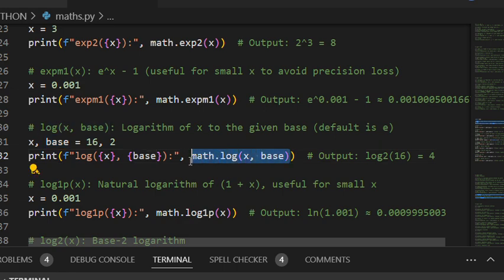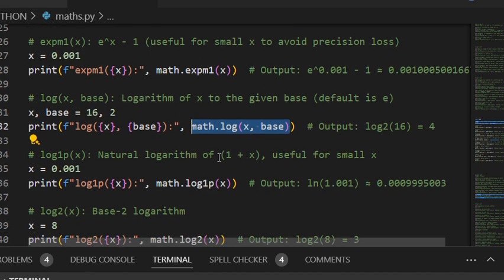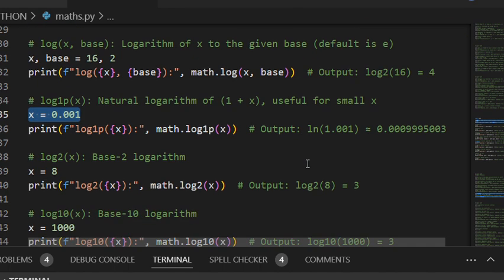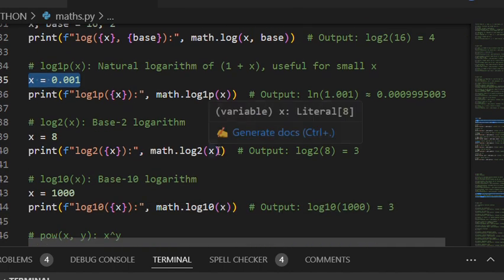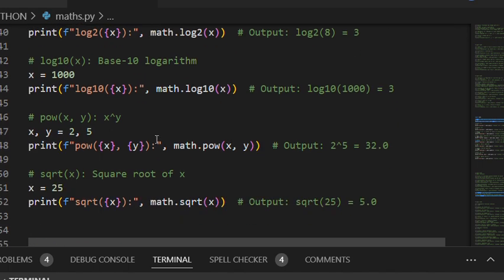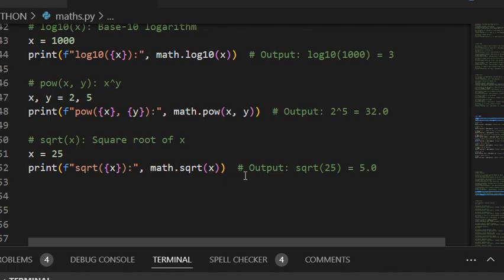Then we have math.log(x, base). log of 16 to the base 2 is 4, so we'll get 4. Then we have log1p(x), log of 1 plus x. With these small values, doing it ourselves can give a slight inaccuracy, but using the math module function can give the exact answer. Similarly, we have math.log2(x), and then math.log10(x), and math.pow, which gives 2 to the power 5. Then we have math.sqrt(x), which gives the square root of 25, and we'll get 5 as output.